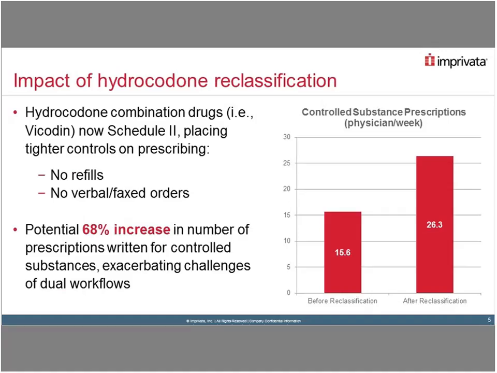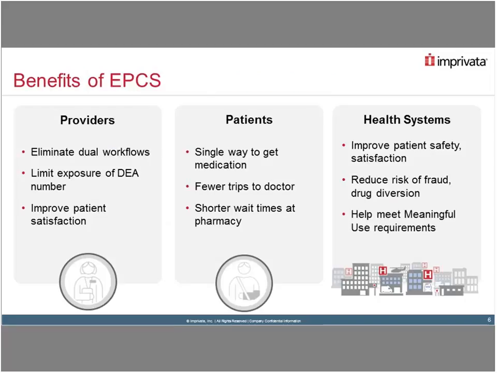Now, given the volume of these types of medications that are prescribed, 135 million prescriptions written in 2013, this has really increased the frequency with which providers are going to actually have to write prescriptions for controlled substances. And you can see here, based on our conversations with physicians, this one rule change alone has the potential to increase the number of prescriptions written for controlled substances by 68%, which again is really going to exacerbate the challenges they'll have with those dual workflows. In fact, we actually have a customer in California that accelerated its EPCS plans when that ruling came down because he knew the impact that it would have.